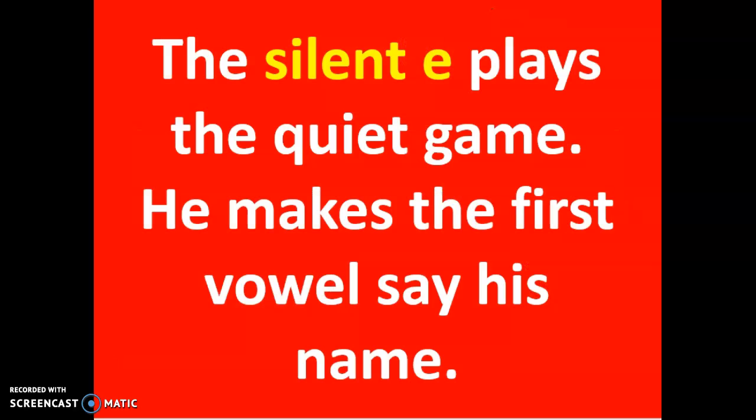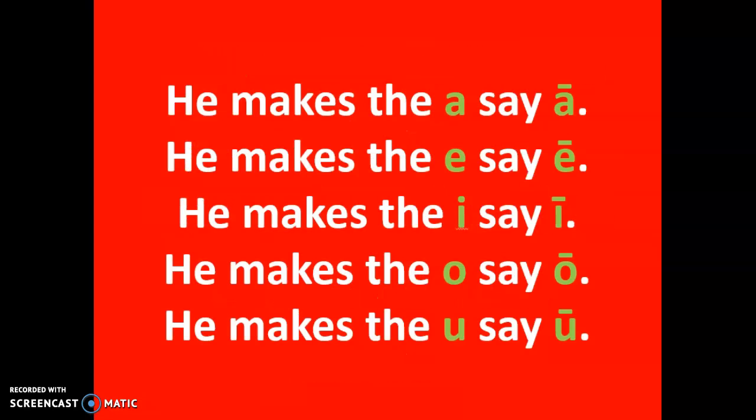The silent E plays the quiet game. He makes the first vowel say his name. Now let's make sure we all remember what a vowel is. Take a look at the green letters here. We have A, E, I, O, U. These are all the vowels. A, E, I, O, U.